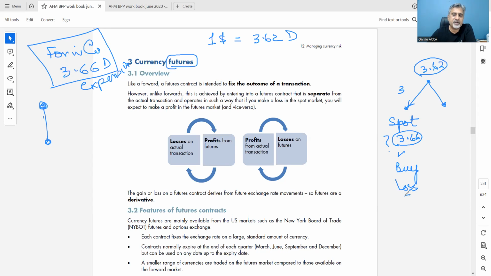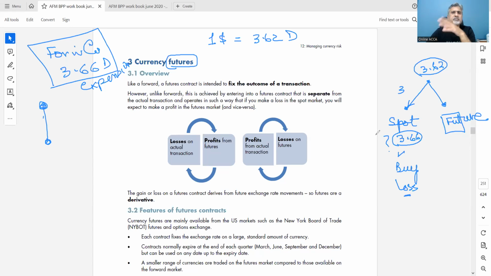To protect yourself, you have not asked someone to deliver $1 million at this price, because if you make that contract with someone, then it is a forward contract. In this case, you say that I will buy from the spot market, whatever the price is, and there is a possibility that I might make a loss. And to compensate for that loss, I will buy a future contract. This is what we say we are going for hedging. This is what hedging is.